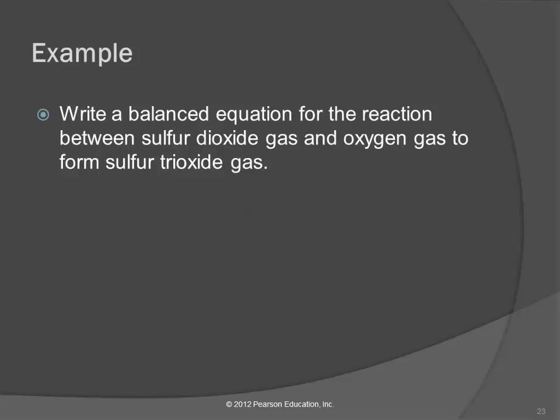Here's another one. Write a balanced equation for the reaction between sulfur dioxide gas and oxygen gas. Again, those words to form sulfur trioxide gas. So sulfur dioxide. What kind of a compound is that? Is it ionic? No. Is it an acid? No. It's one of those binary molecular covalent things with the prefixes, right? Sulfur dioxide means that there's 1 sulfur and 2 oxygens.